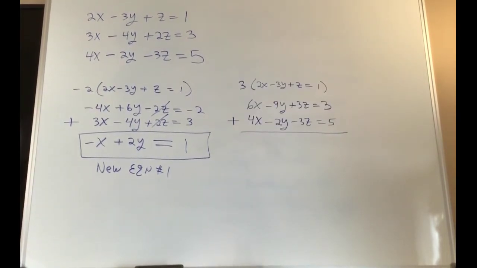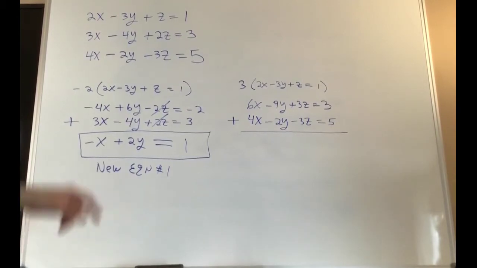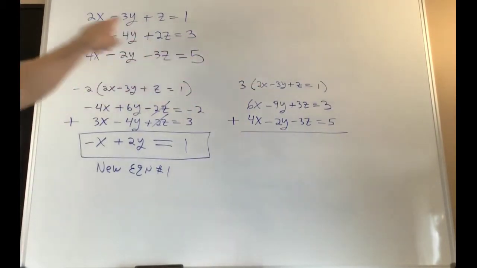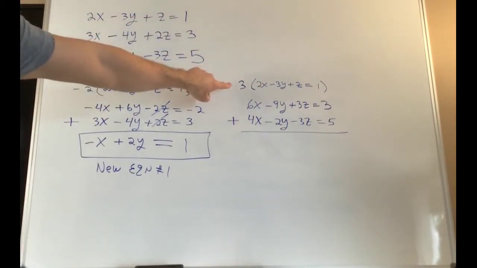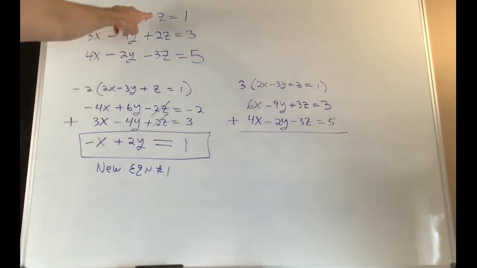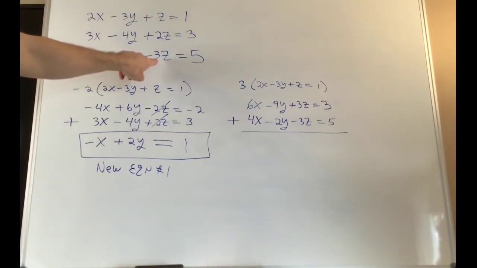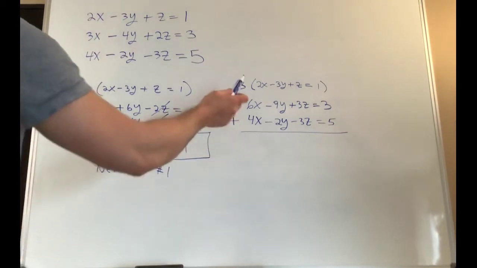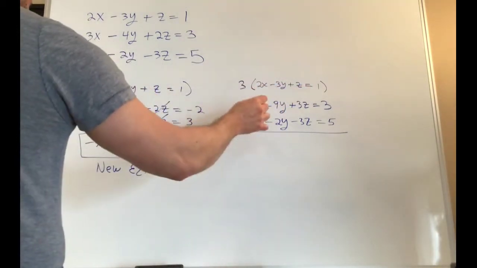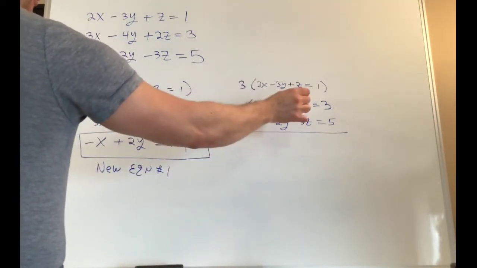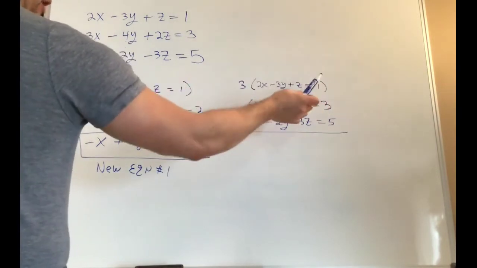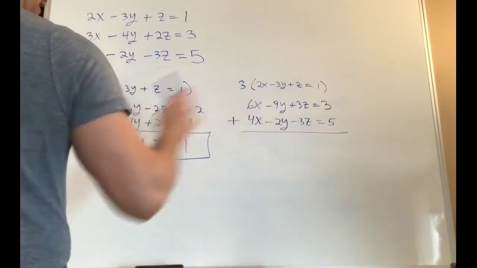Now I wrote this step out so you don't have to stare at my back too much. I took the top equation and I multiplied it by 3. Why am I multiplying it by 3? I need a 3 here so that when I add it with the minus 3, it goes away. So I took the top one, multiplied it by 3. 6x, negative 9y, positive 3z. 1 times 3 is 3. Make sure you multiply this.